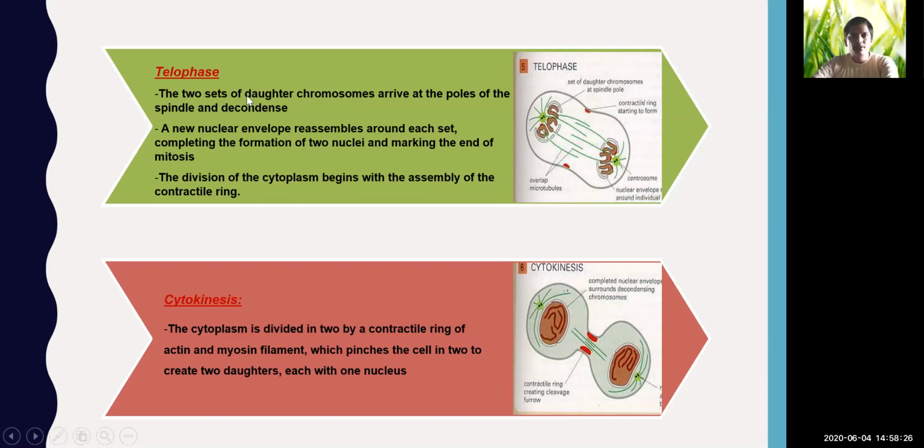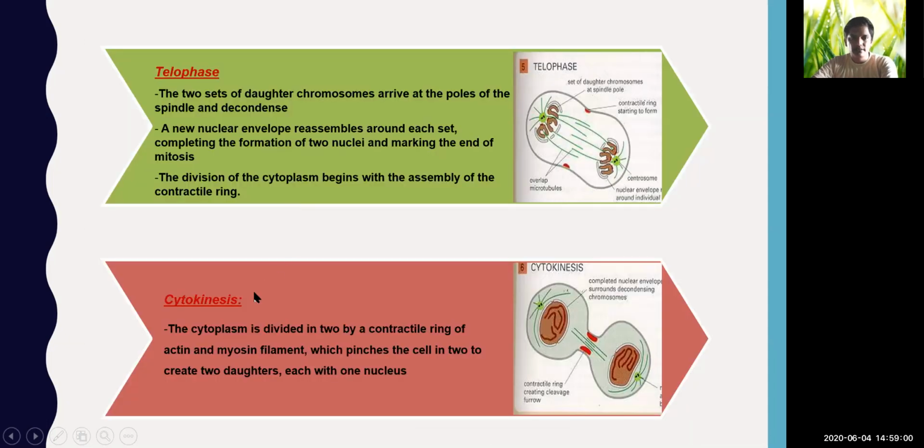In the telophase, two sets of daughter chromosomes arrive at the poles of the spindle and decondense. A new nuclear envelope reassembles, which means nuclear envelope reformation will take place over here and over here. In the last stage of telophase, the division of the cytoplasm begins with the assembly of the contractile ring. As I said earlier, the contractile ring will form here, and both the cells will divide from this contractile ring.